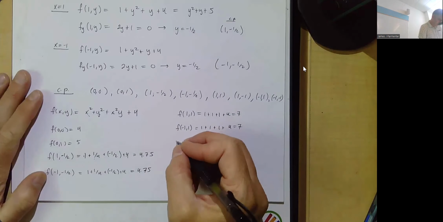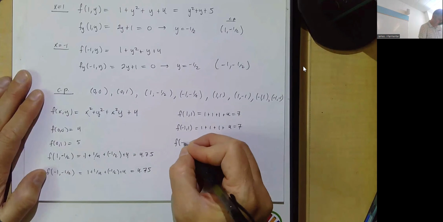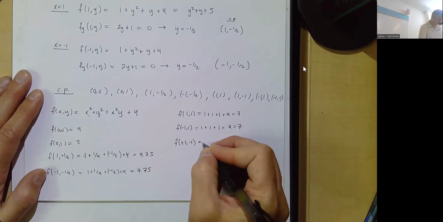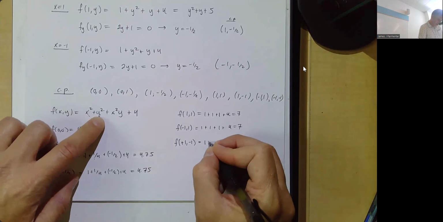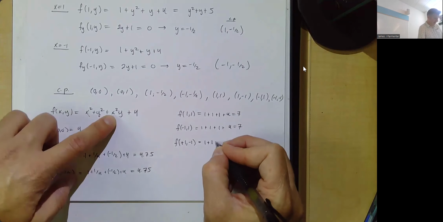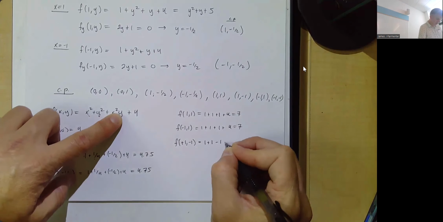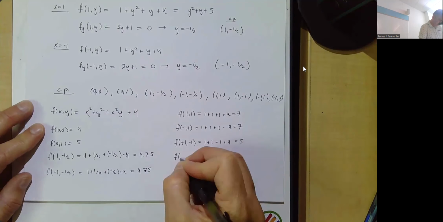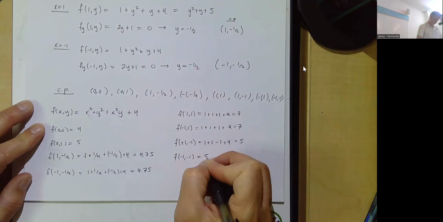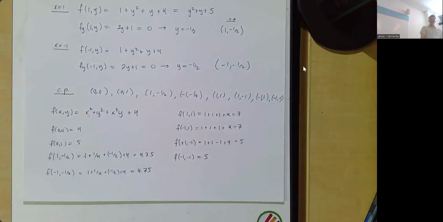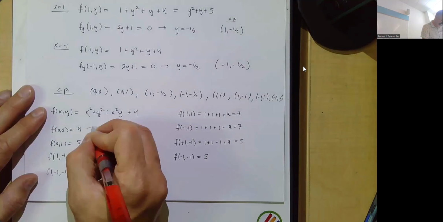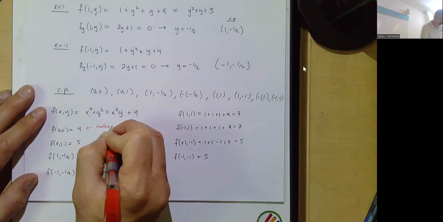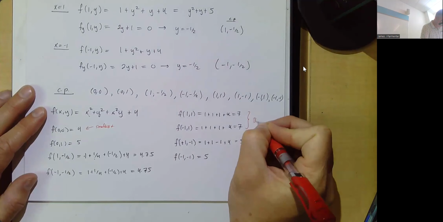Let's check the last two. F of -1, oh, sorry, I just did that one. F of 1, -1 is going to be 1 plus 1 plus 1 times -1 plus 4, which is going to be 5. And similarly, f of -1, -1 is also going to be 5. And then you just have to figure out which one's the biggest and which one's the smallest. So it looks like 4 is the smallest. It looks like these two are both the biggest.